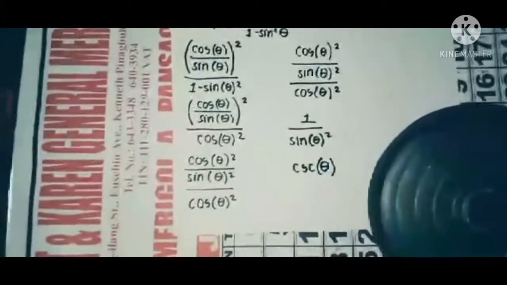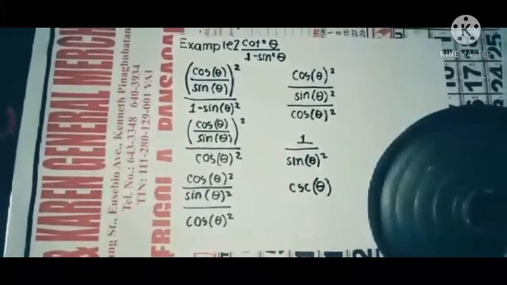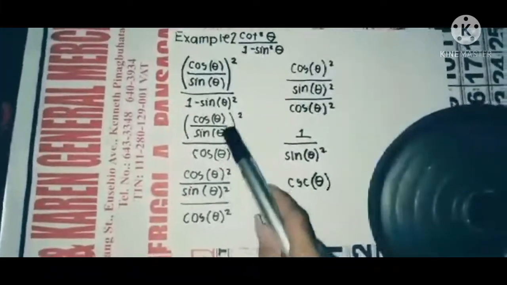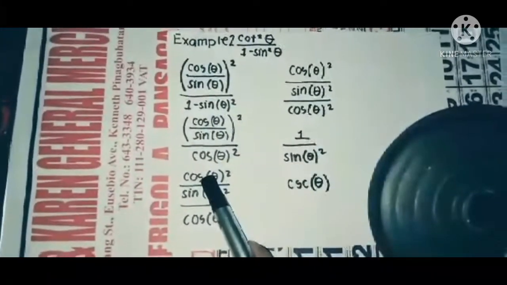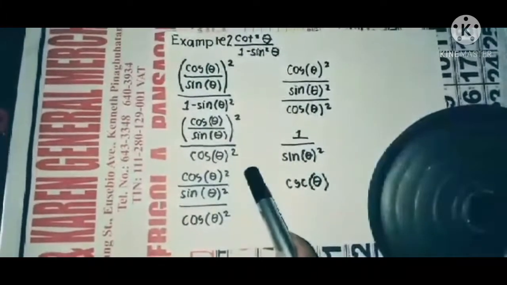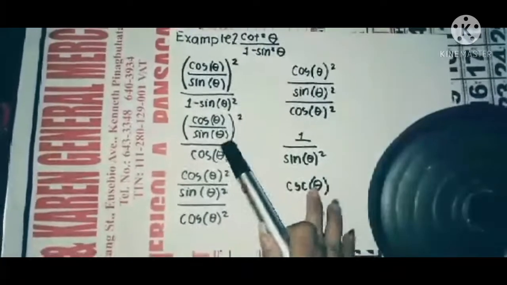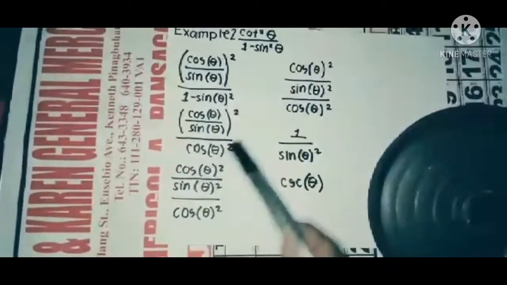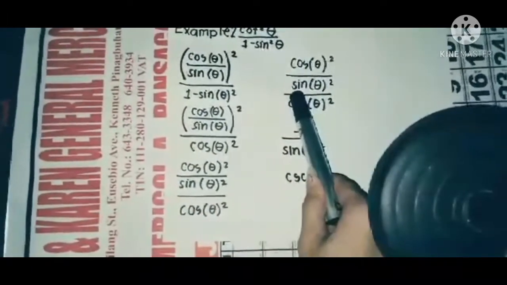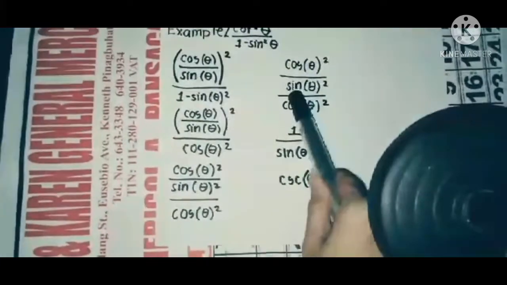The third step is I use the properties of exponents. So we have cosine squared theta over sine squared theta, over cosine squared theta. We simplify the equation, and it turns into this simplified expression.